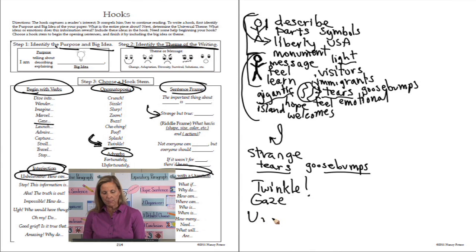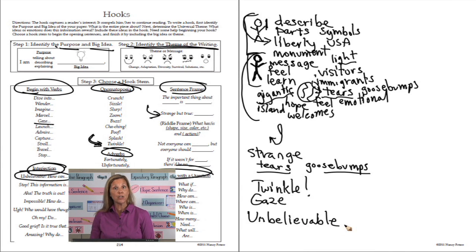So I'll start with "unbelievable." And again, you can write these out, or you could just put keywords there to remind you how you're going to write these hooks. Unbelievable, how can? So we have "unbelievable," and then we had that "how can" question. Oh, this would be great.